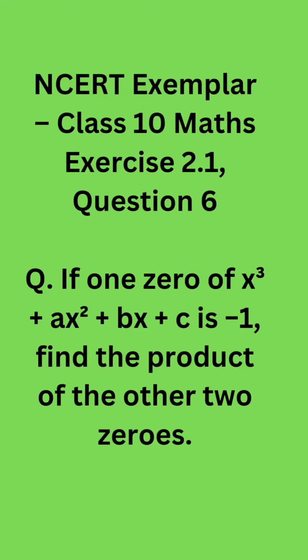NCERT Exemplar, Class 10 Maths, Exercise 2.1, Question 6. Question: If one zero of the polynomial x cube plus ax square plus bx plus c is minus 1, find the product of the other two zeros.